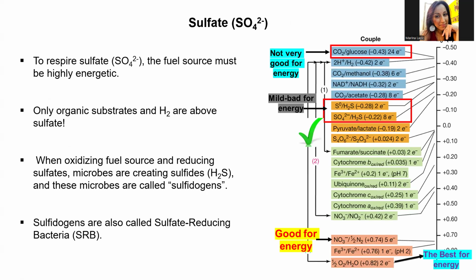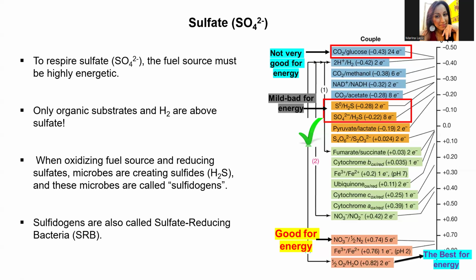Sulfate is mid ground in terms of energy. Because it is mid ground, in order to connect it with some energy donor, some electron donor, that donor has to be on the top, which means it can be connected only either to hydrogen or to some organic source, because you have to have that big enough difference. So when they oxidize hydrogen or an organic source, they reduce sulfate, which means they produce sulfide, H2S, which is the reason why we call them sulfidogens. Another name for them is SRB, or sulfate reducing bacteria.